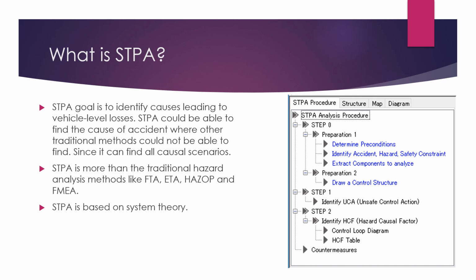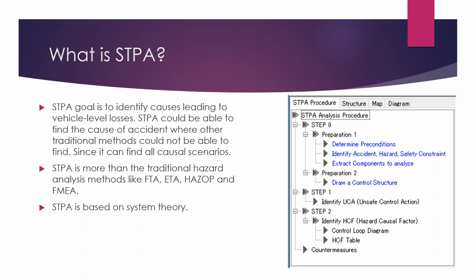So these are the steps, if you see in the diagram. The STPA analysis procedure is like this. First, in step 1, we determine preconditions, identify accident, hazard, safety constraint, extract the component to analyze, and draw a control structure. And then we need to identify UCA, that is unsafe control action. The ultimate use of STPA is to find the edge cases which we could not find in functional safety.